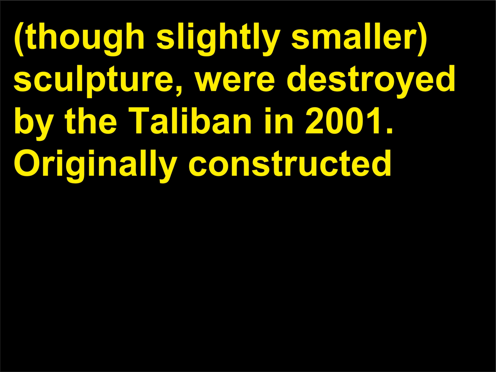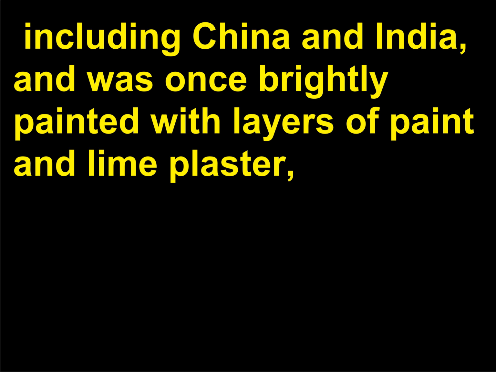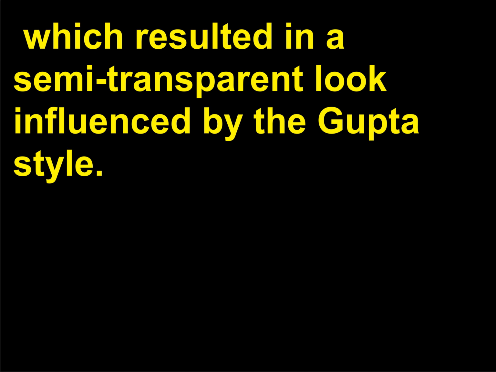Originally constructed between the 2nd and 5th centuries, the style of the monumental work was influenced by the many cultures of the region, including China and India, and was once brightly painted with layers of paint and lime plaster, which resulted in a semi-transparent look influenced by the Gupta style.